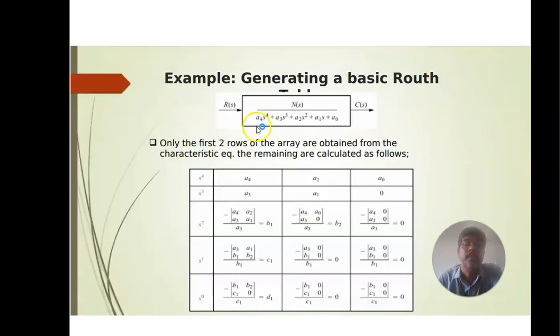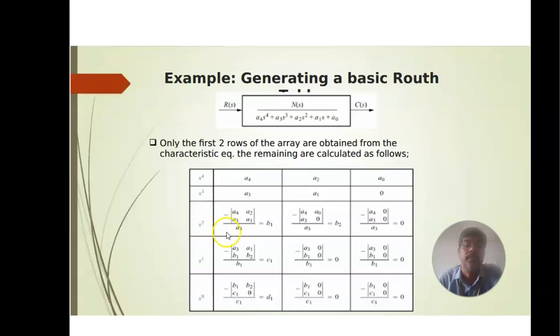The highest degree of the polynomial is S power 4. We can write the Routh array matrix S power 4 and S power 3. These two rows are filled from the characteristic equation. Then the other rows, S power 2, S power 1 and S power 0, are calculated from the above two rows.